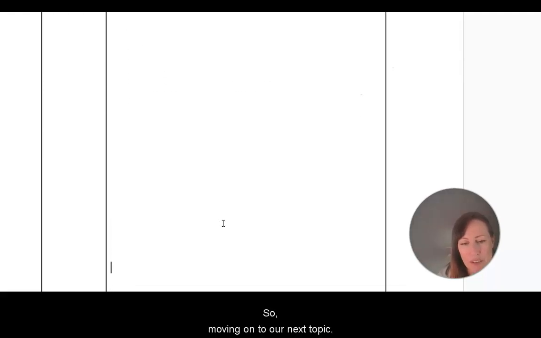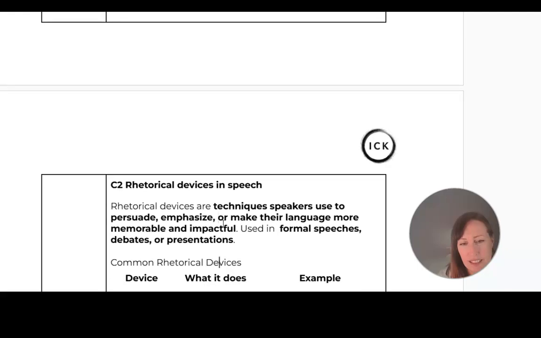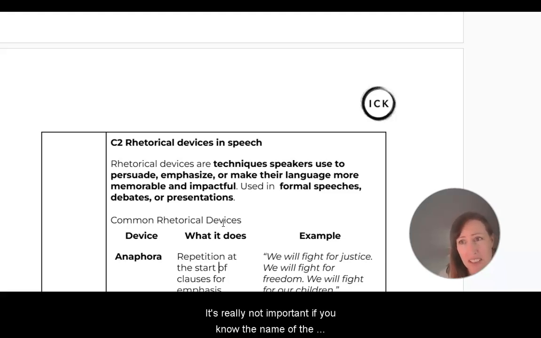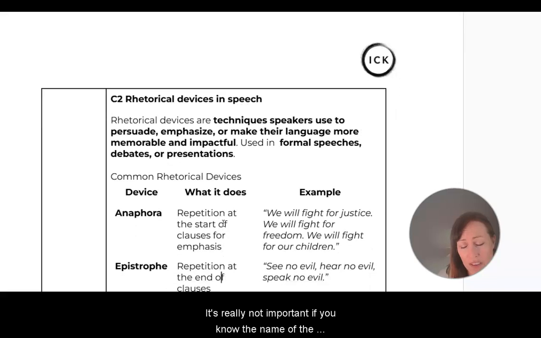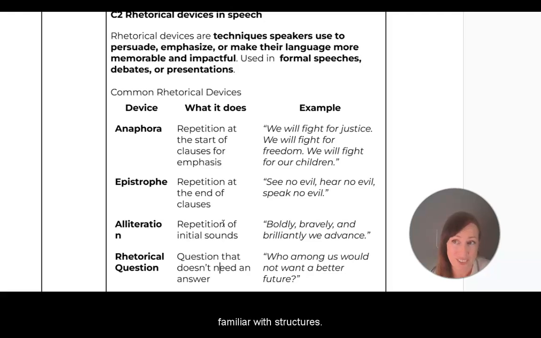So, moving on to our next topic. This is specifically for C2. Again, if you're C1, you want to review it, you can. Some rhetorical devices that we use in speech. This is quite technical. It's really not important if you know the name of the techniques here, just that you would be familiar with the structures. So maybe just check the examples here.